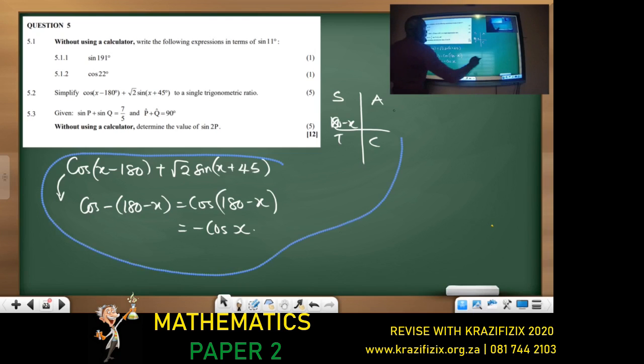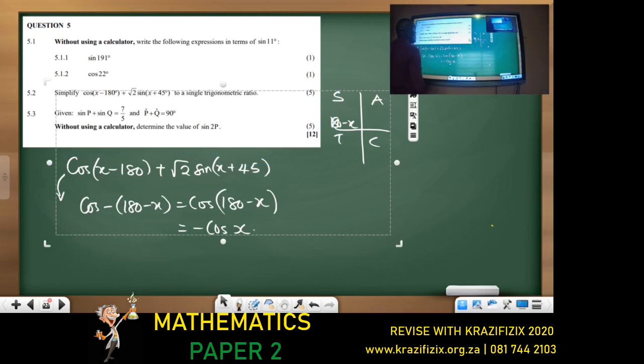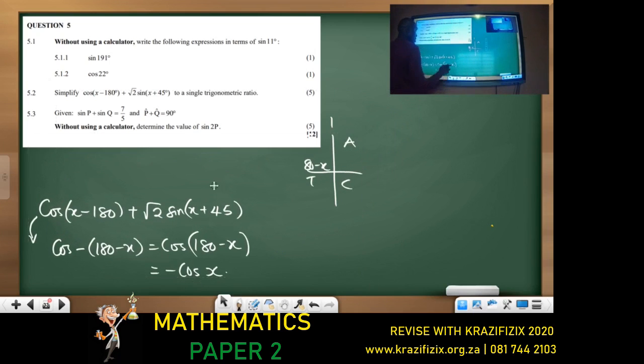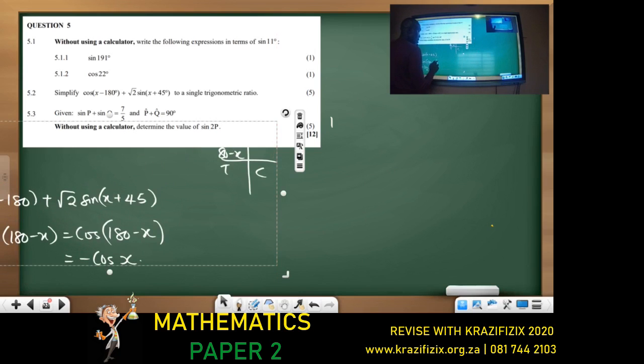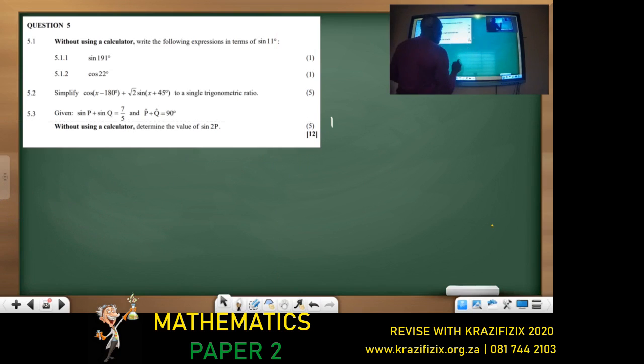Now, look at this. I have sine. Okay, just a second. Just need to take this out. All right, just need to take that out quickly.